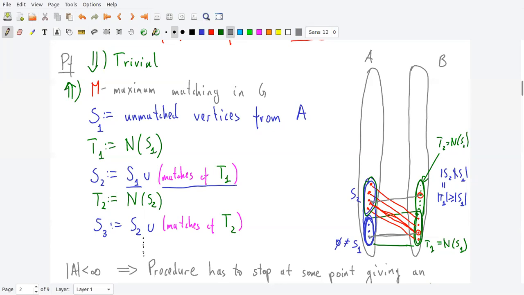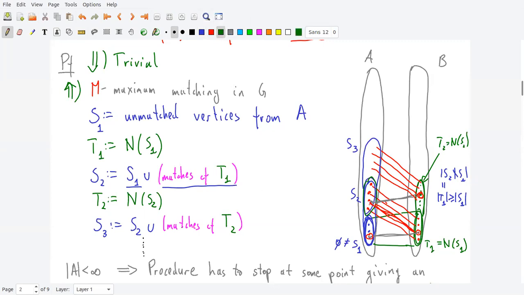And now here you see an augmenting path. It starts in one vertex that was unmatched, ends in another vertex that was unmatched, and alternately uses edges from the matching and from outside of the matching. So this would be a contradiction, because we could use this augmenting path to improve the size of the matching. So this means that all these vertices here are actually matched by our matching, and we can extend S2 to another set S3, and we can play this game again.